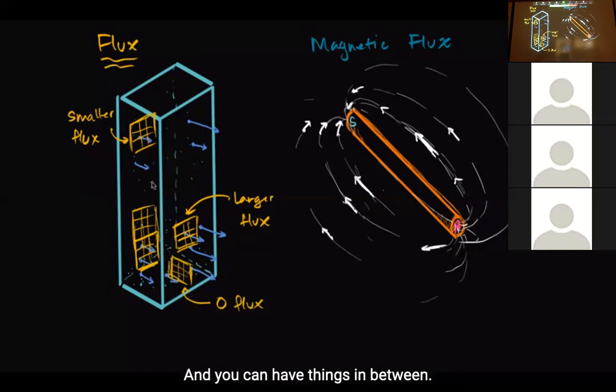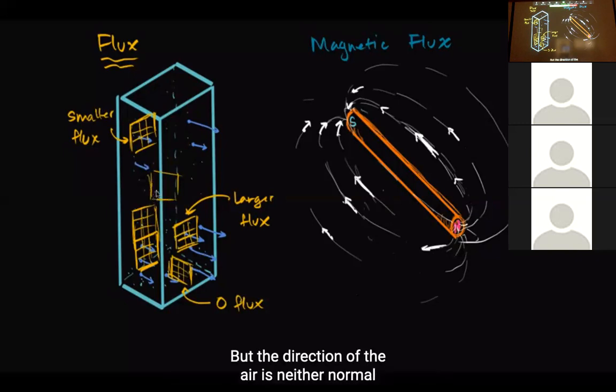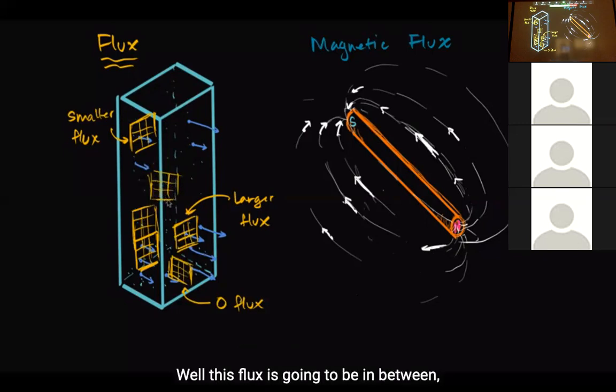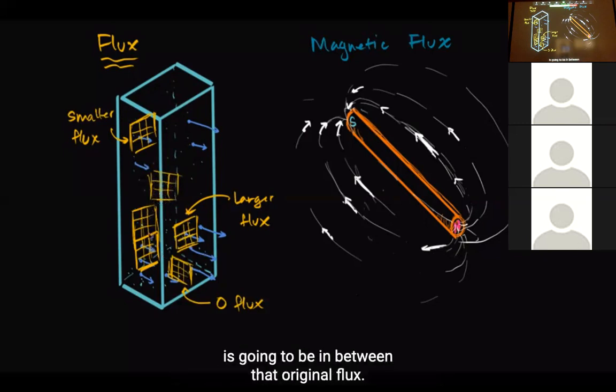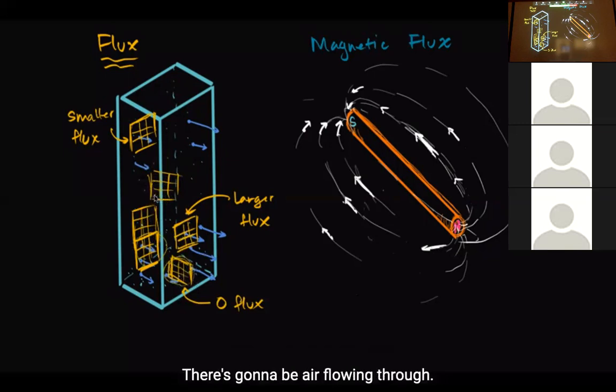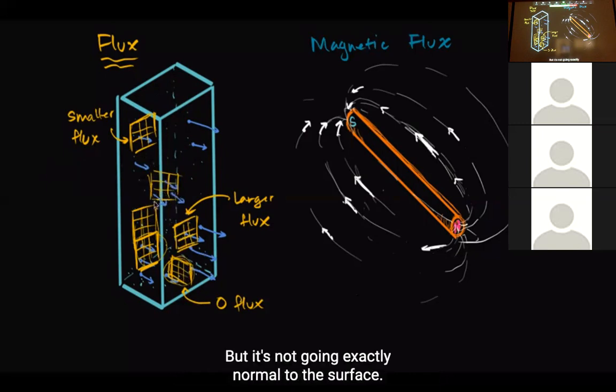And you could have things in between. You could have a net, let's say we took that same original net, but the direction of the air is neither normal nor exactly in the same direction of the surface. Well, this flux is going to be in between that original flux and this one right over here. There is going to be air flowing through the actual surface, but it's not going exactly normal to the surface.